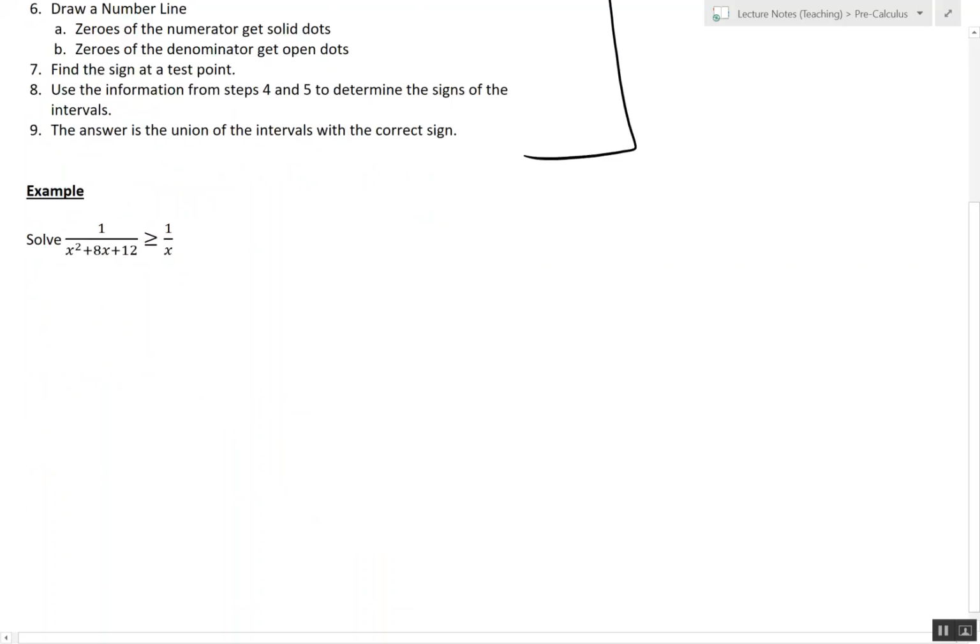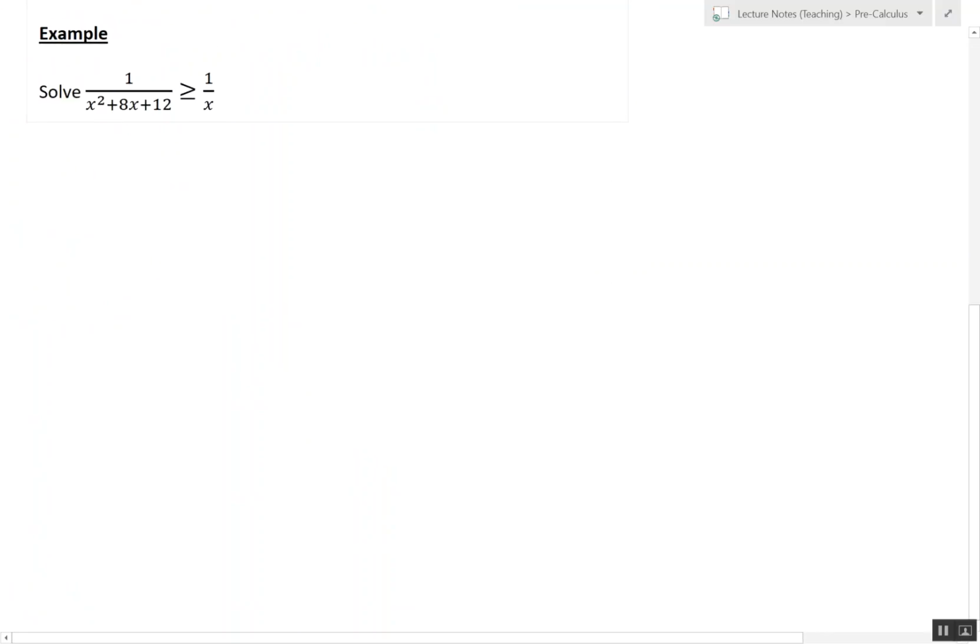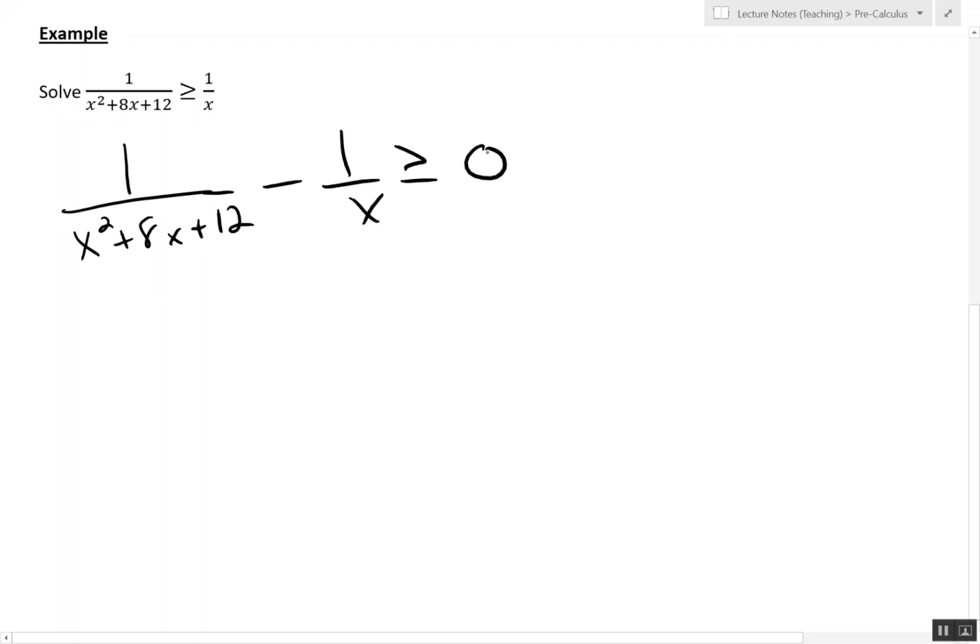So, let's start off with this example here. We're going to solve this inequality. So, what did I just say? Make one side equal to 0. So, I'm going to move the 1 over x to the other side. So, I'll get 1 over x squared plus 8x plus 12 minus 1 over x is greater than or equal to 0. And the whole reason for making one side equal to 0 is now we just want to find the values of x that make this side positive. Or 0. Because that would just make this greater than or equal to 0.